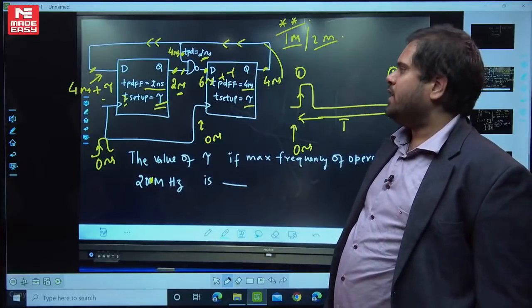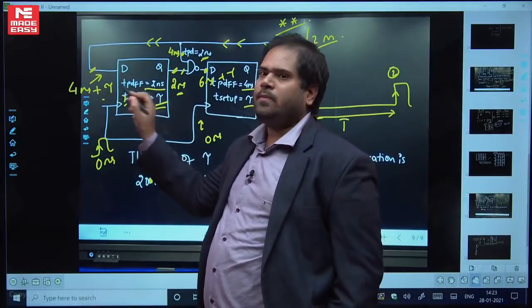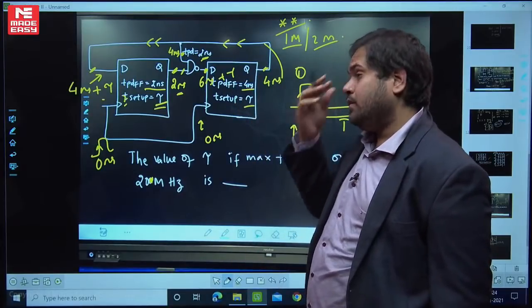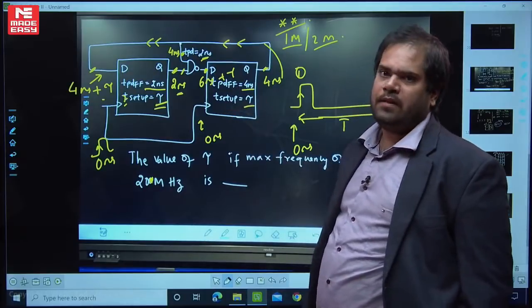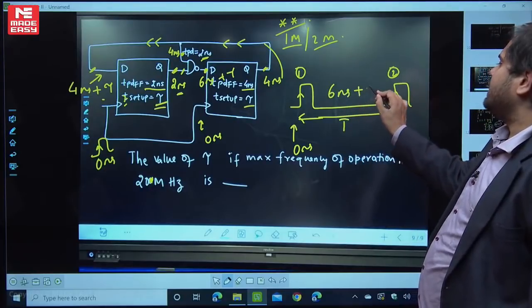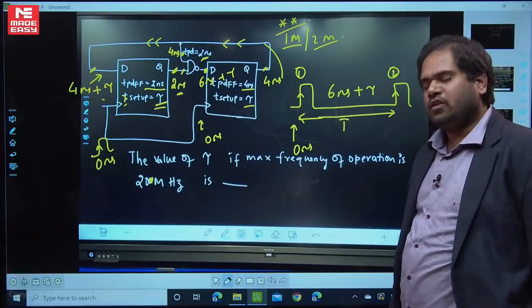So what is going to happen here? We can apply the clock pulse at 4 nanoseconds plus tau for this one, and 6 nanoseconds plus tau for the other, understood? So what should I take as the maximum? I should take the maximum time as 6 nanoseconds plus tau. That is the total time I should wait before applying the next clock pulse.